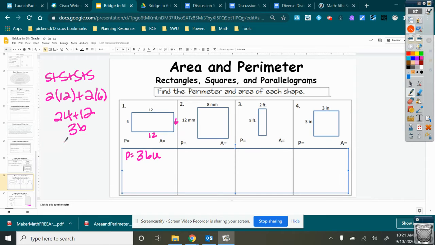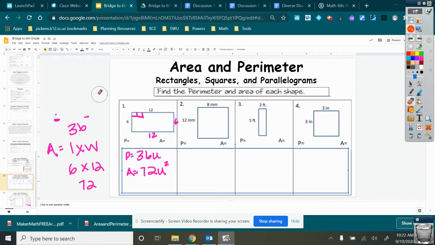Then we've got area, and since it's a rectangle, the area is just going to be length times width, or base times height. And we've got 6 times 12, and that is 72. So the area of this rectangle is 72 units. And because this is 72 little 1 unit squares filling this up, we need to square those units for the area. All right, go ahead and pause here and work number 2, because that's what I am going to go over next.